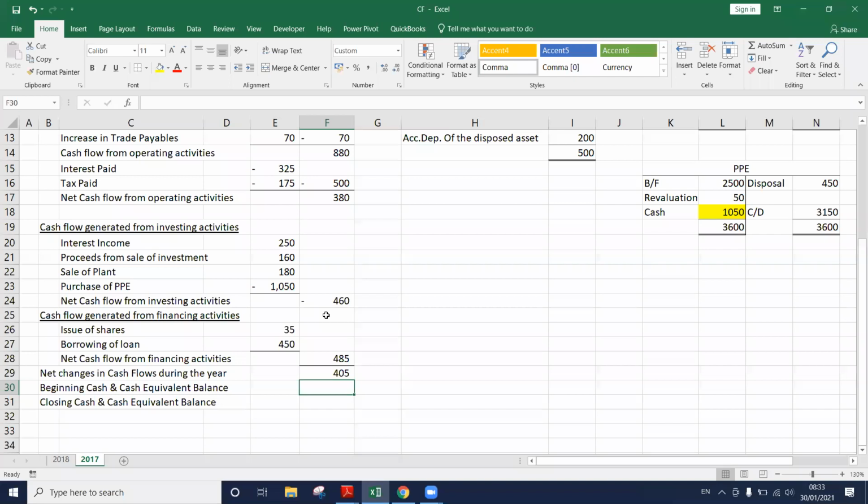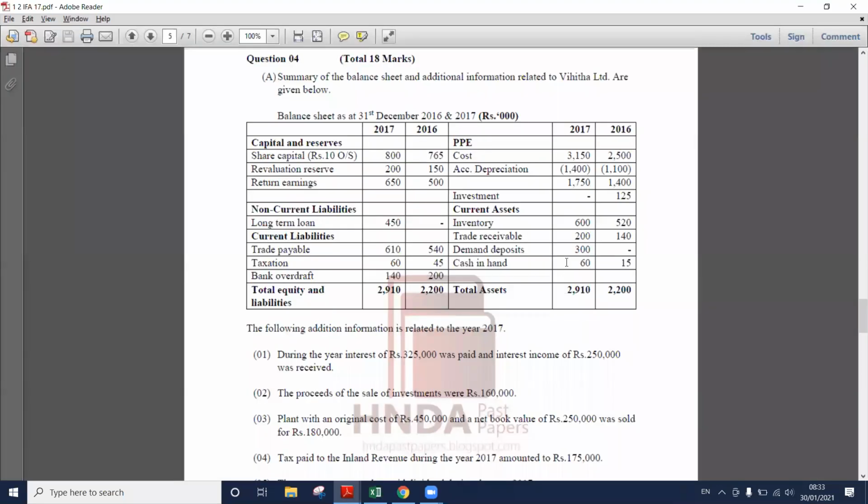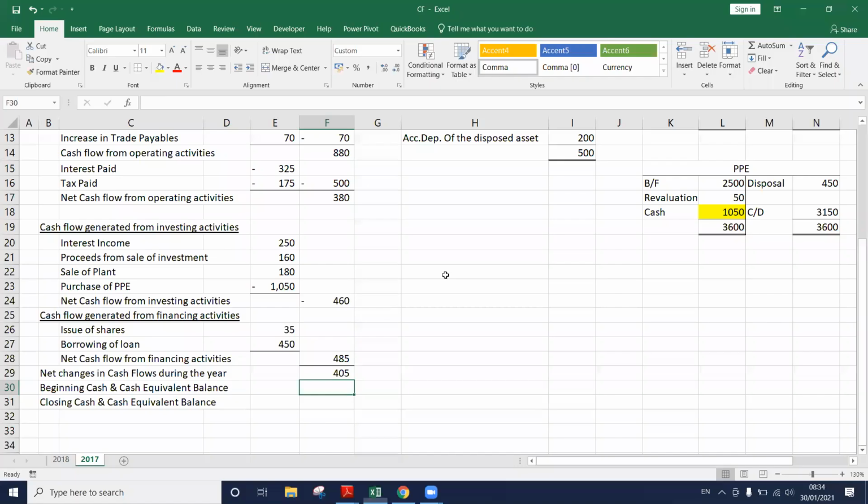405. Beginning cash and cash equivalent balance. See, here also we need to be a bit careful, right? See, in 2016, cash in hand 15, nothing in demand deposits, right? So it is 15, but what else? We have a bank OD as well. That one also we need to consider when calculating the cash and cash equivalent balance, right? Cash and cash equivalent balance එක cash in hand 15 තියෙනවා මෙතන කීයක්ද 200, right? 15 minus 200, that is minus 185. That is the beginning cash and cash equivalent balance.